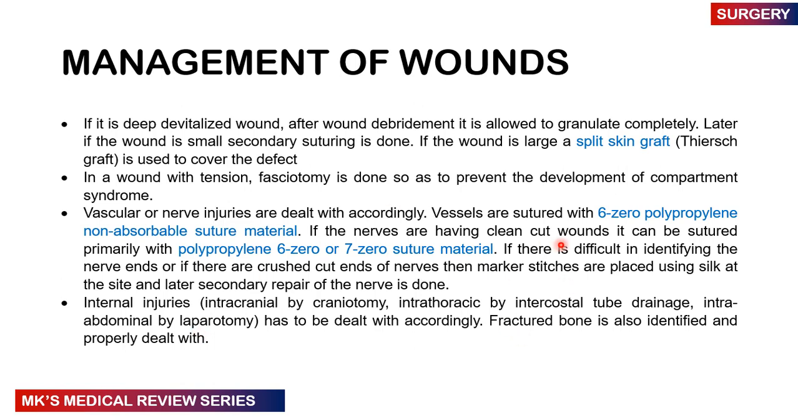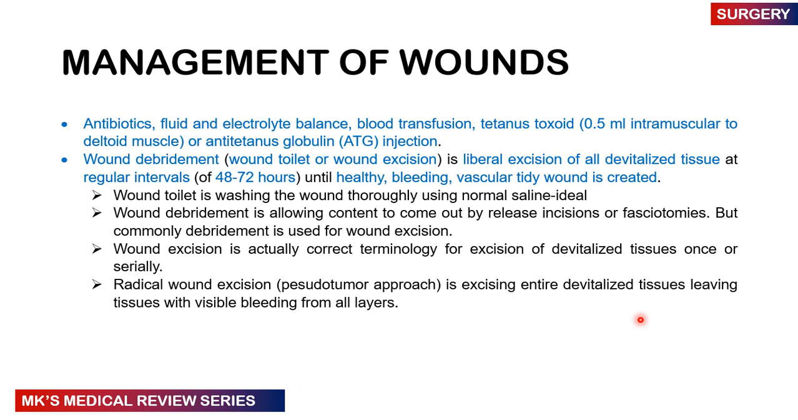Any fracture of the bone should also be identified and managed as per fracture. Then cover this patient on antibiotics. Fluid and electrolyte balance is important. Blood transfusion if need be. Remember, if someone has an Hb less than 10, the wounds heal very badly. Tetanus toxoid is 0.5 mL intramuscular injection over the deltoid. You may also give anti-tetanus globulins around the wound if you suspect that this person may have been exposed to tetanus.